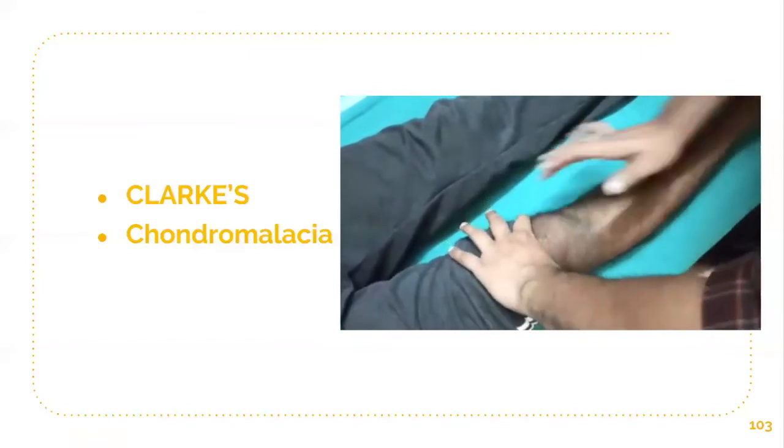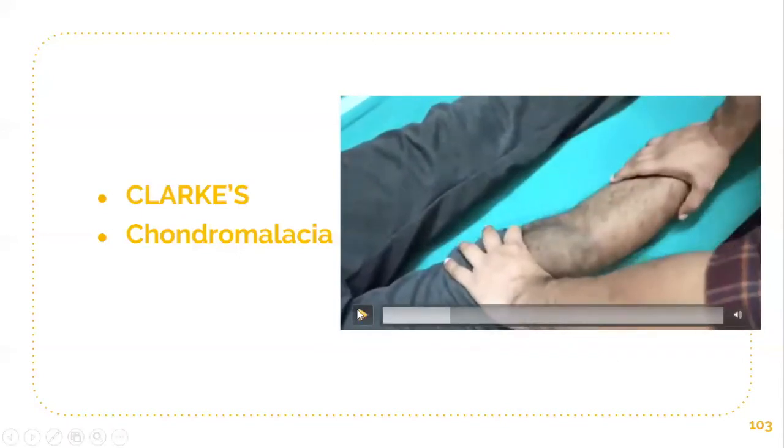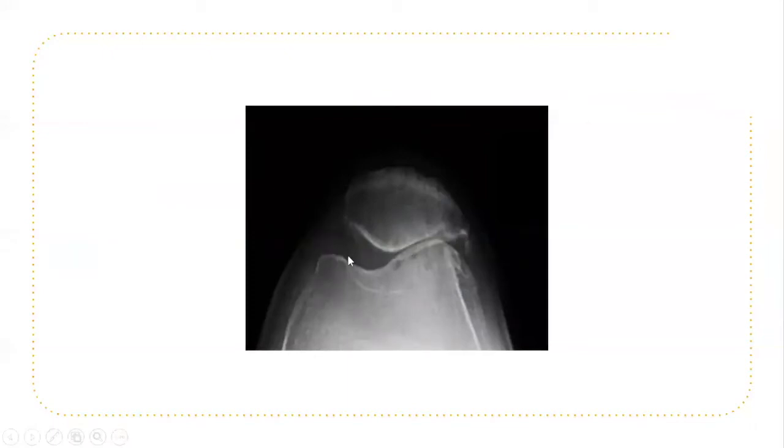The patient is in supine position and knee in extended position. By fixing the superior margin of the patella, ask the patient to contract the quadriceps. This clinical examination, Clark's test, is very confirmatory for the diagnosis of chondromalacia patella. This is chondromalacia patella. The cartilage between patella and femur is affected.